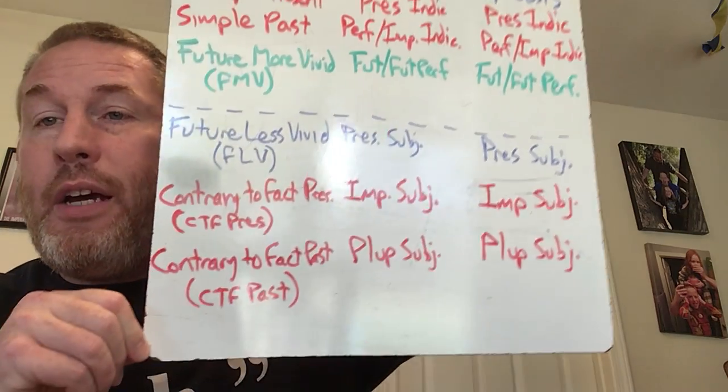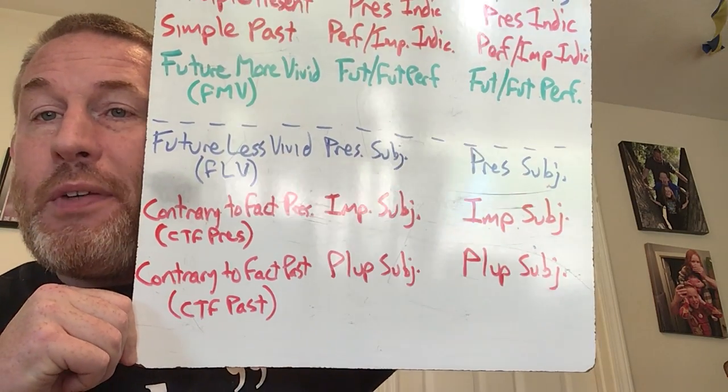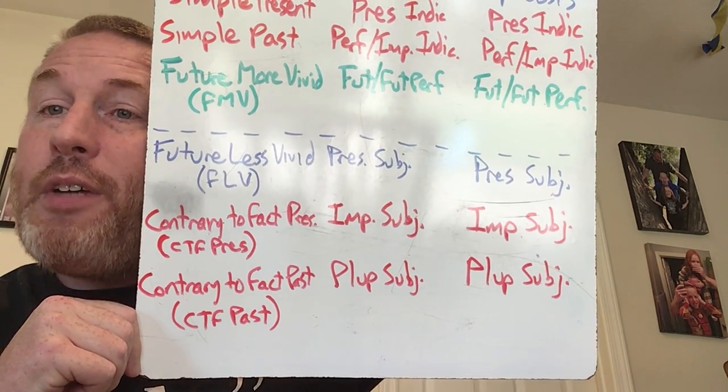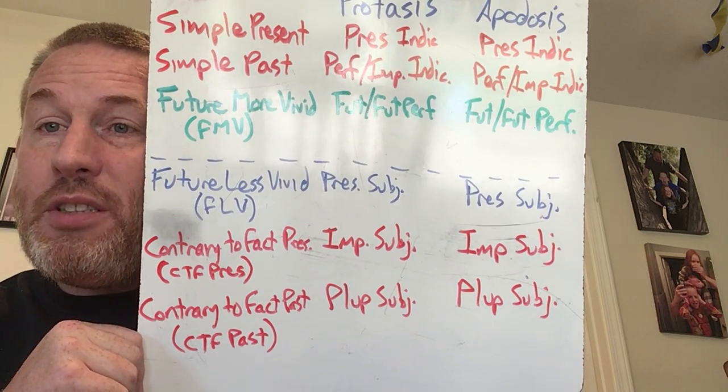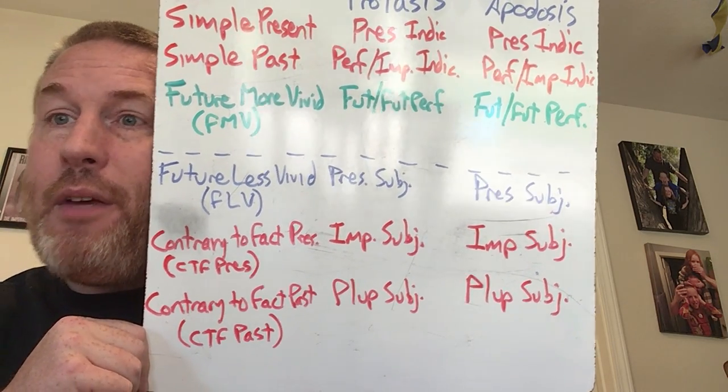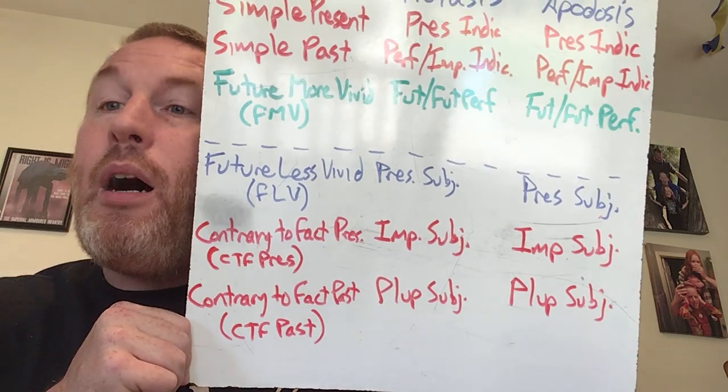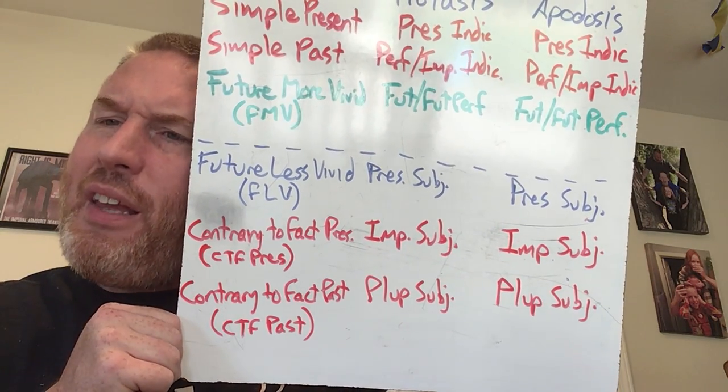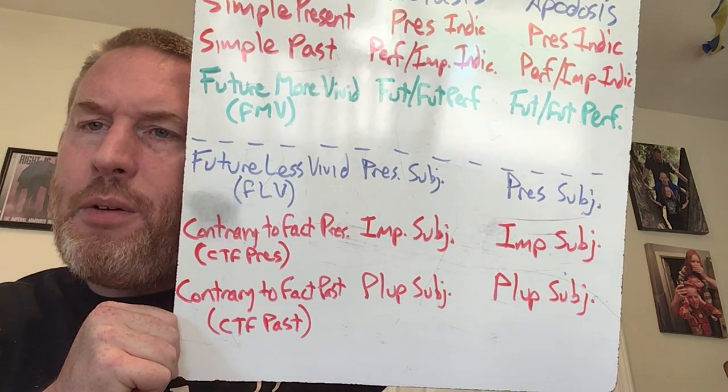Then you go below the line and you get to the future less vivid, which is in the present subjunctive, and the apodosis is also in the present subjunctive. FLV. Now this is a possible future, but not necessarily a likely future, maybe 40% likely.